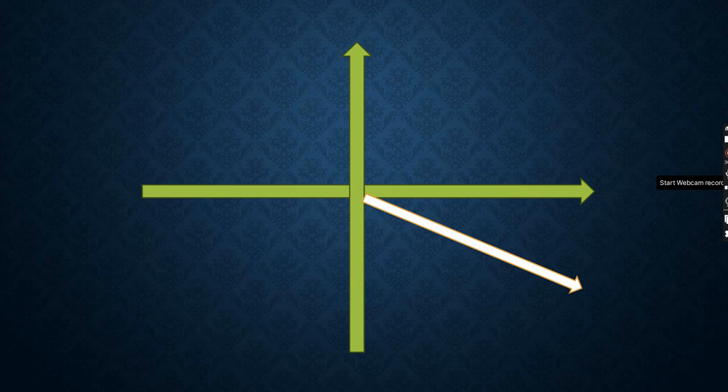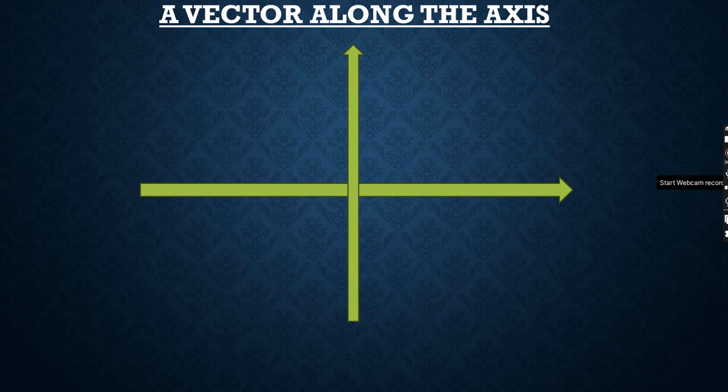Okay, before now, let me talk about vectors along the axis. Let's say, for example, you have been told that the vector, guys, take note of this, is moving along the positive x direction. What is the direction of a vector moving along the positive x direction? The direction will be 0.